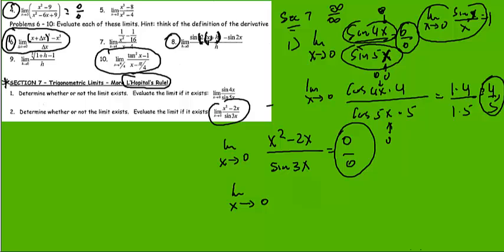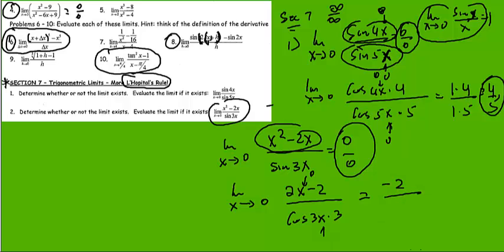Limit as x goes to 0. When we take the derivative of the top, I'm going to get 2x minus 2. When I take the derivative of the bottom, I'm going to get cosine of 3x times 3. Now we're going to put in 0. So when I put in 0 there, it's going to turn into negative 2. When I put in 0 there, cosine of 0 is 1, so it's going to turn into 3, and there it is. That's the limit of that using L'Hopital's rule.